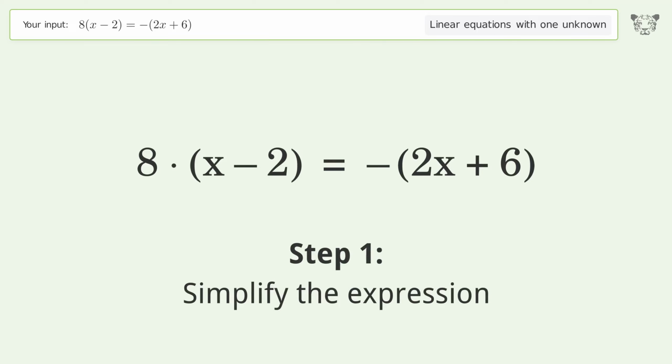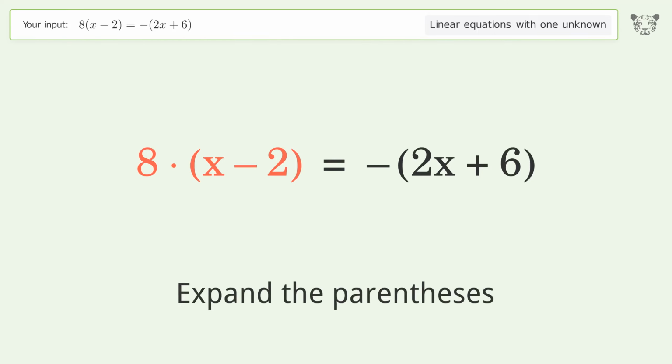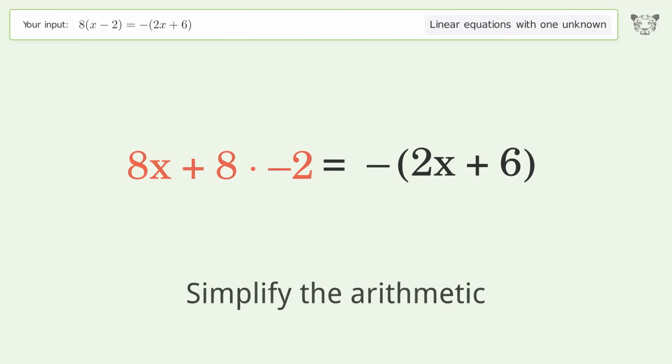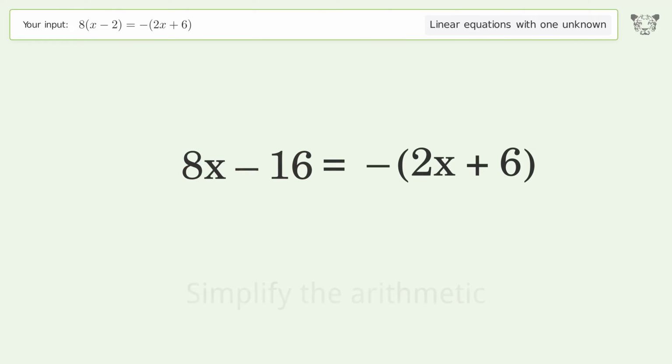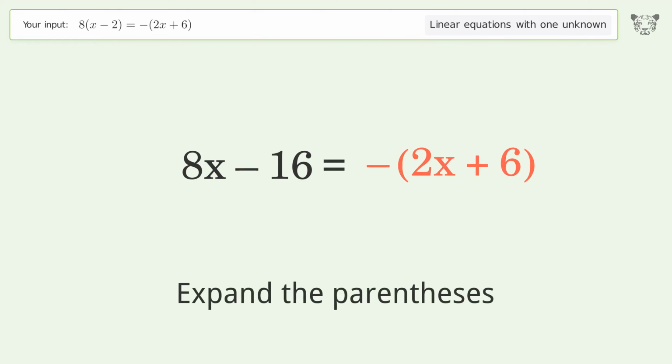Simplify the expression. Expand the parentheses. Simplify the arithmetic. Expand the parentheses.